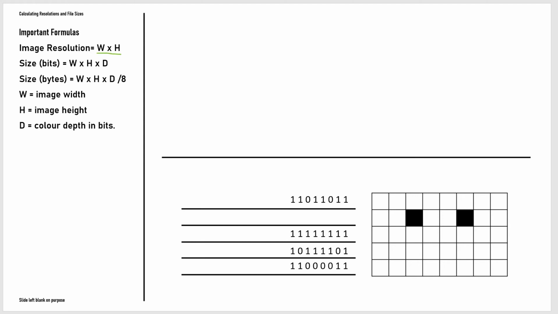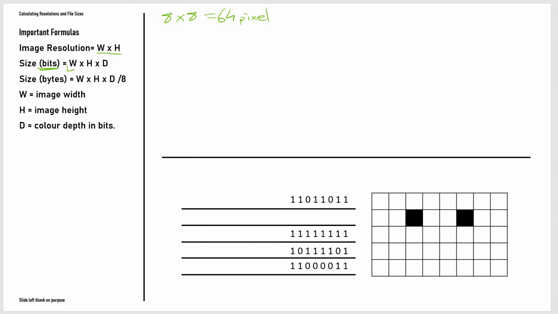So if an image is 8 by 8, then the answer will be 64. So 64 pixels is the total amount of pixels, is the image resolution for whatever image you're trying to find the resolution for. The size in bits is not too complicated.